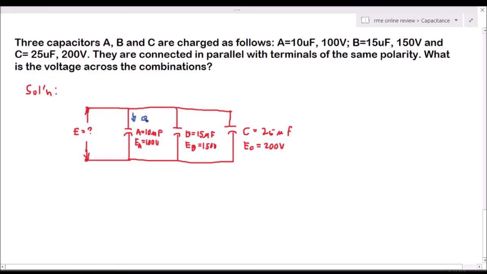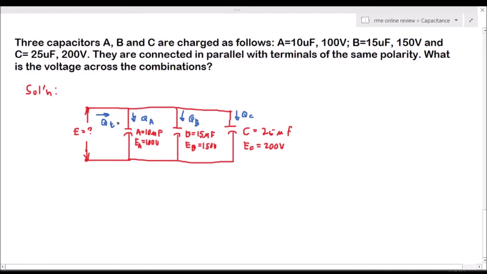Okay, then we have the individual charge. So we have QA, we have here QB, and we have here QC, and the total charge, which is QT. Okay, so we will solve for the voltage. So when these three are connected in parallel, their voltage will normalize, and we have equal voltage, which is E, and that E is what we are going to solve.